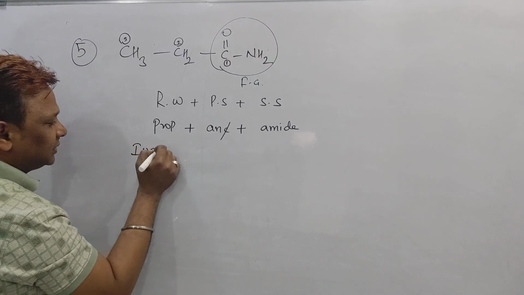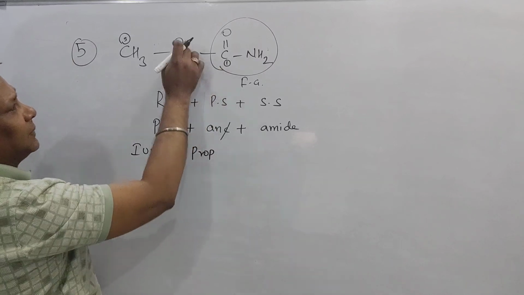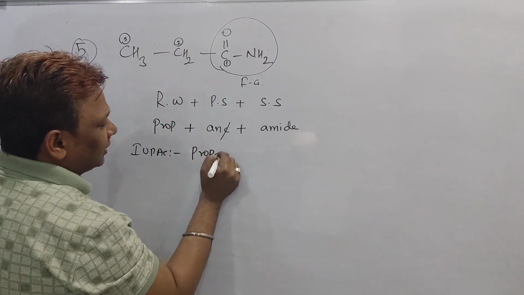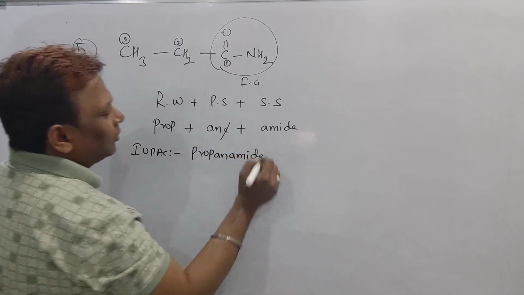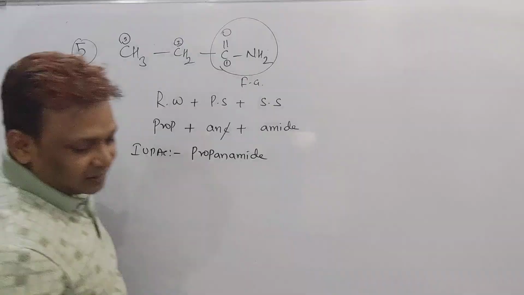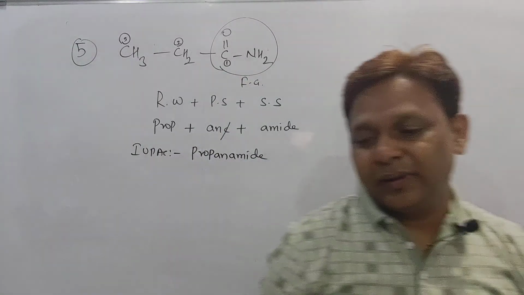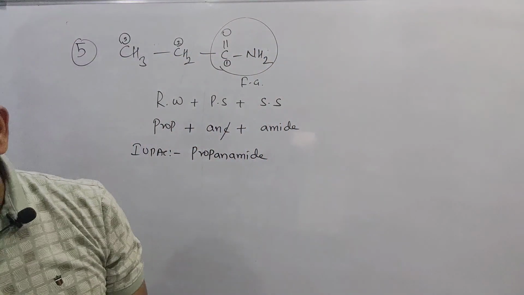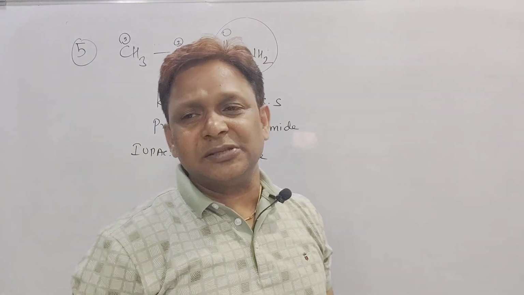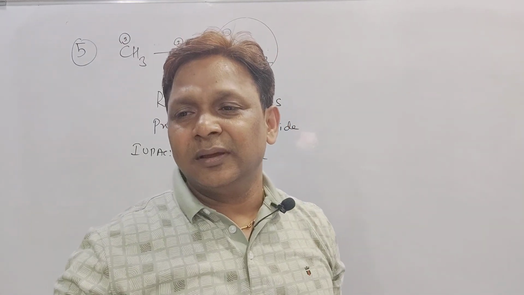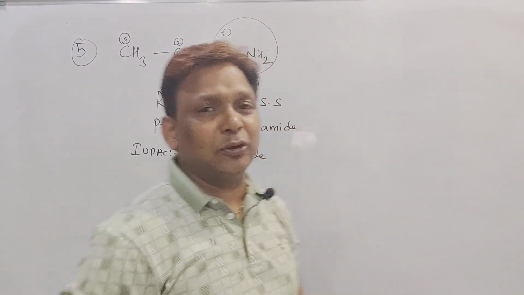So the IUPAC name of this compound is written as PROP, for 3 carbon atoms, then AN, and then AMIDE. Propanamide is the IUPAC name of this compound. Is it clear, beta? Now, after all this, I will give the name of the compound, and please try to write it down. It is a structure, and based on the structure we will try to write the IUPAC name.